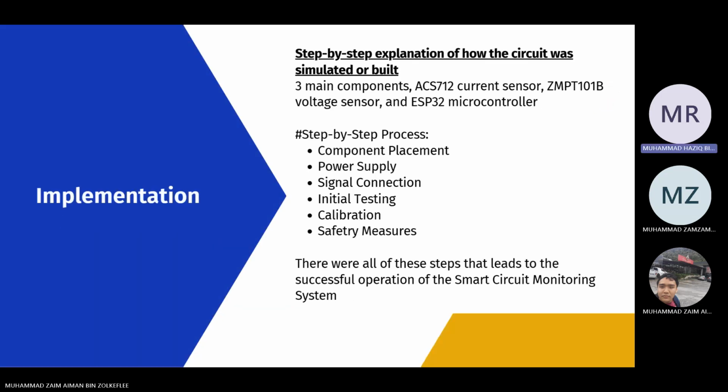So here I will explain step by step how the circuit was simulated or built. There are three main components, which are the ACS712 current sensor, the ZMPT101B voltage sensor, and the ESP32 microcontroller. So first, we go to the first step, which is component placement.